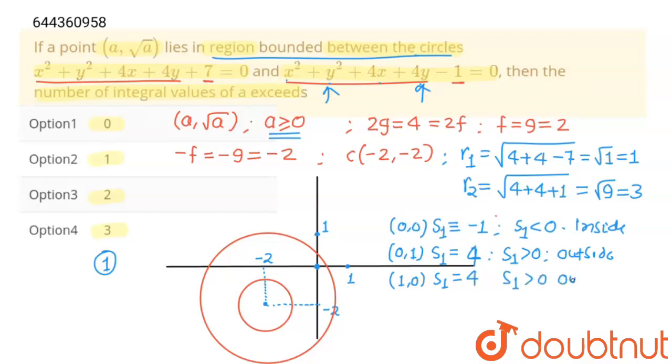So this is outside. If this point is outside, then every point such as (1, 1) will also be outside. So every point of the first quadrant will be outside, and this point lies in the first quadrant because a and √a are both either positive or 0, which means that this point will lie in the first quadrant or on the x-axis or y-axis or the origin. So there is only one point lying in between both the circles. So 1 exceeds which number? 1 exceeds 0. So option 1 is correct.